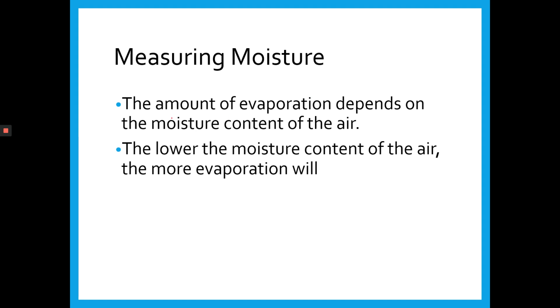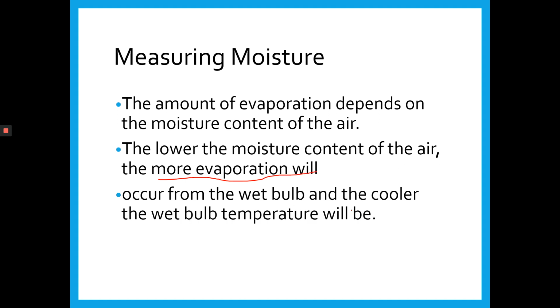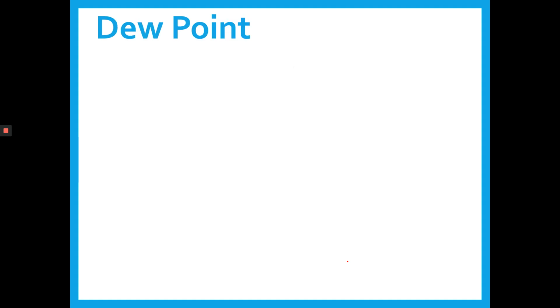So when we talk about measuring moisture, the amount of evaporation depends on the moisture content of the air. So we're still talking about the sling psychrometer. The lower the moisture content of the air, the more evaporation will occur. Okay, so the less water in the air, the more evaporation you're going to get, and the cooler the wet bulb temperature will be. So if your temperatures are very close together, then you have a relatively high relative humidity. If your temperatures are far apart, you're going to have a low relative humidity.